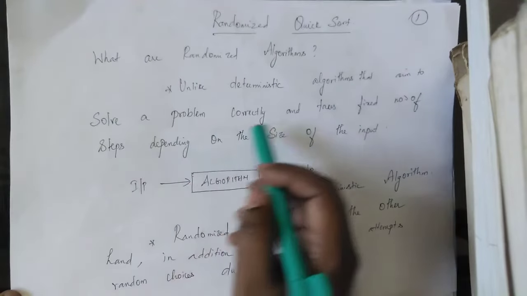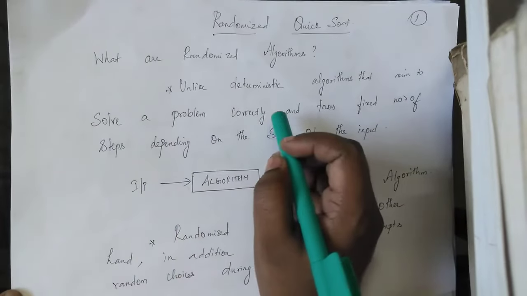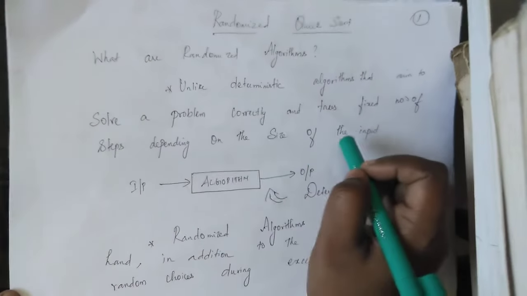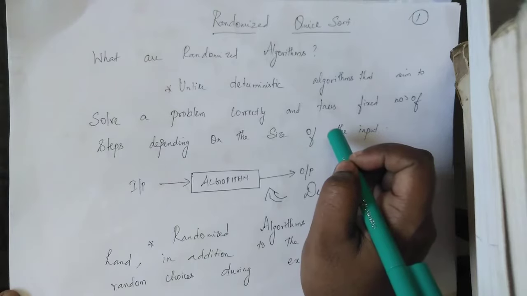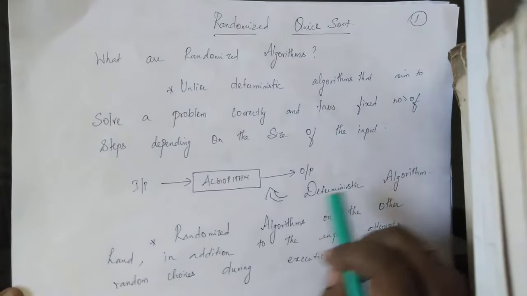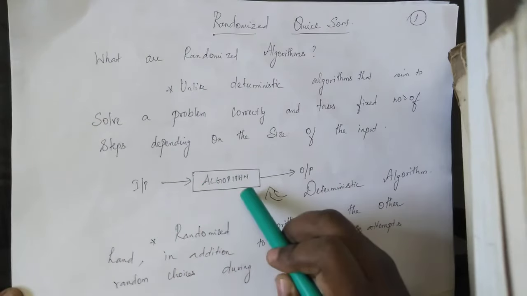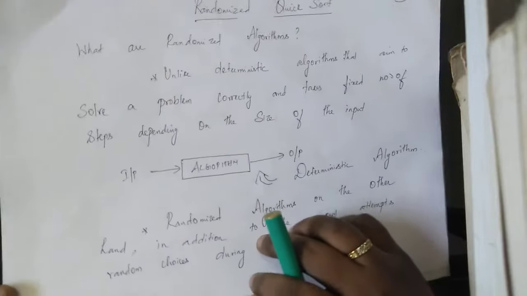They will try to solve a problem correctly, taking a fixed number of steps. They will have a predetermined number of steps depending upon the size of the input, and they will achieve the output accordingly. So that's how deterministic algorithms work. The input will be given and we will have a predefined algorithm and we will achieve the output.